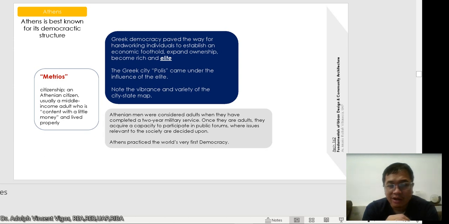Then Athenian men were considered adults when they have completed a 2-year military service. So once they are adults, they acquire a capacity to participate in public forums where issues relevant to the society are decided upon. So Athens practiced the world's first democracy. So metrios, so citizenship, an Athenian citizen, usually a middle-income adult who is content with a little money and lived properly. So in modern times, how many of us are contented with little money?